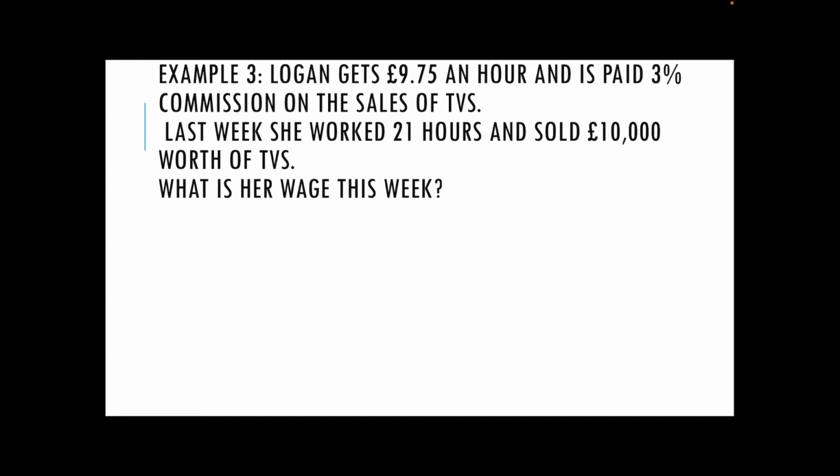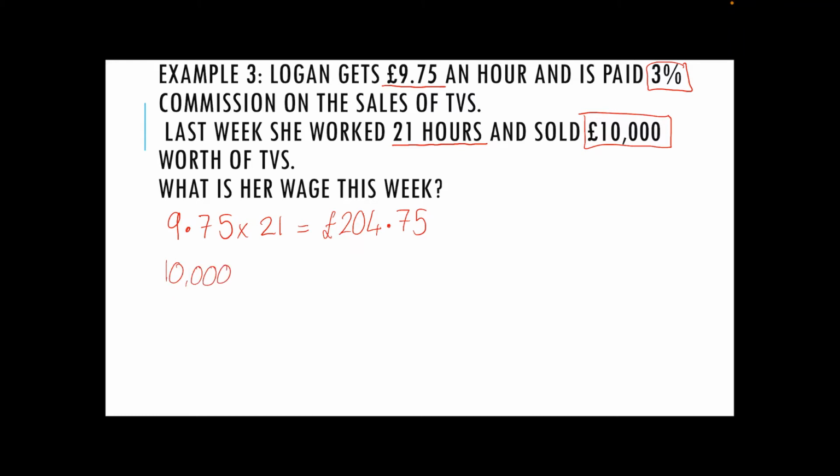So she worked 21 hours at £9.75. So I'm going to take the amount of money, times it by the number of hours. So for the week she would get £204.75. And then she is also getting 3% of any commission, so that would be our 10,000 times by 3 divided by 100, and that is going to give us £300 there.